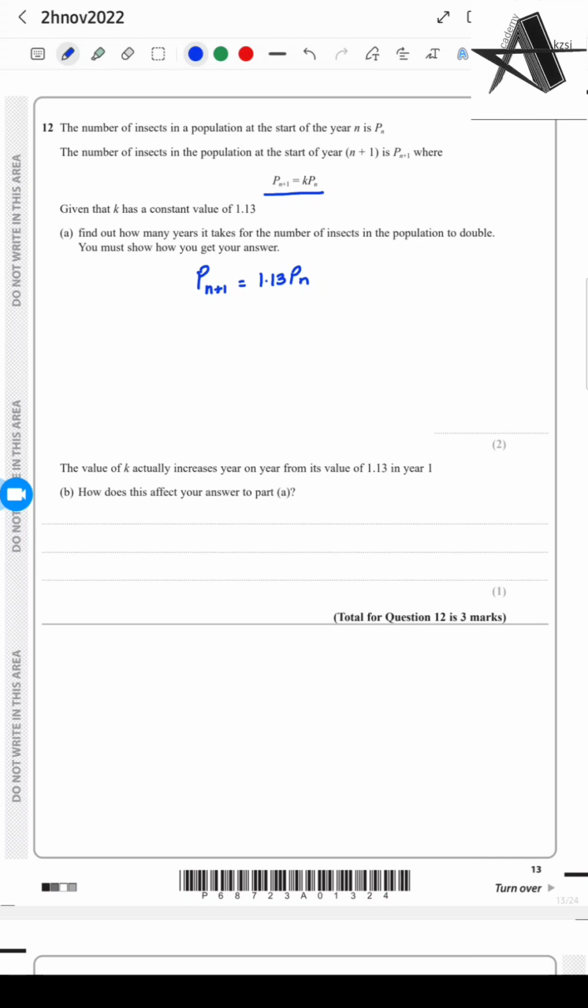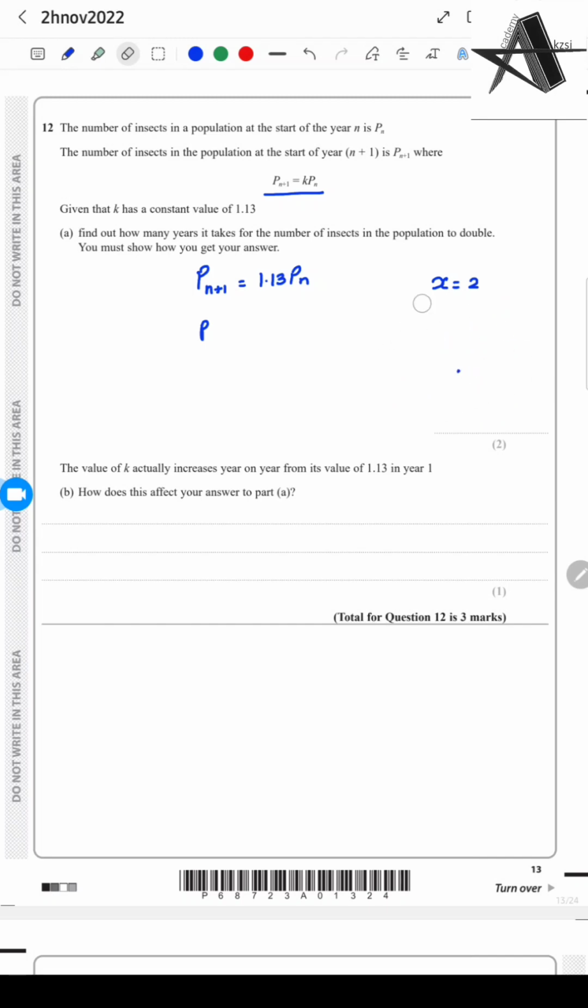13%. Simple. See, if I say x is equal to 2y, that means x is twice y. If x is equal to 1.1y, it means x is 1.1 times y. Or I can say that x is (100 plus 10) over 100 times y. This is 1.1. So it's actually increasing by 10%. So you can say that x is 10% more than y. I can say that as well.